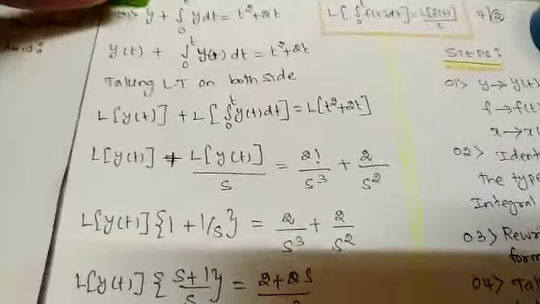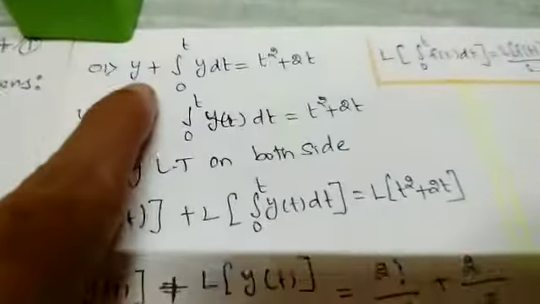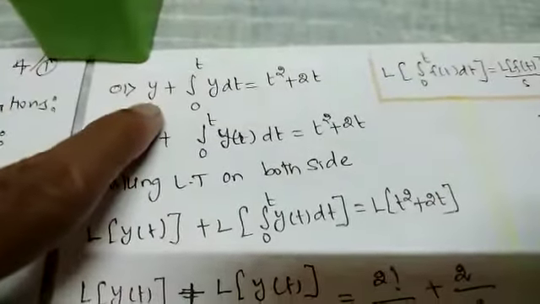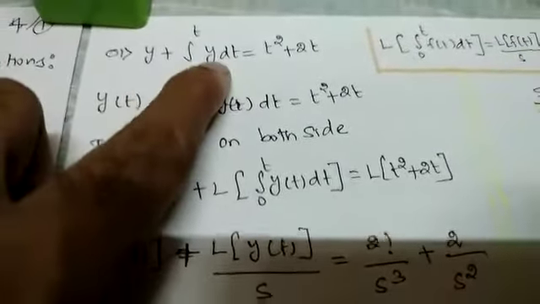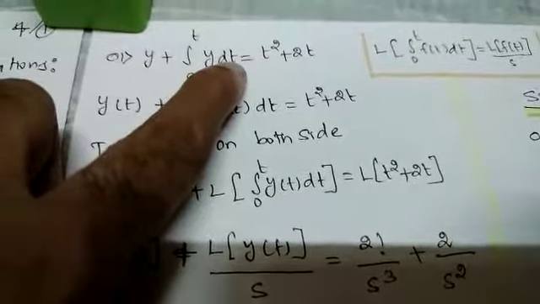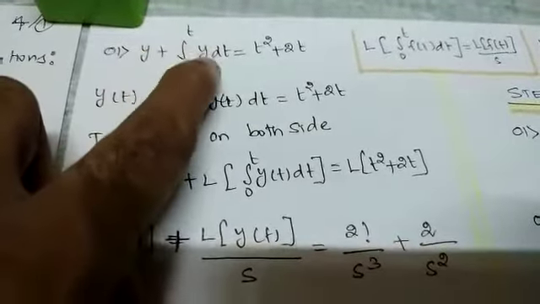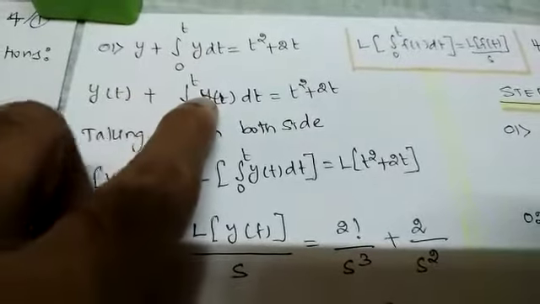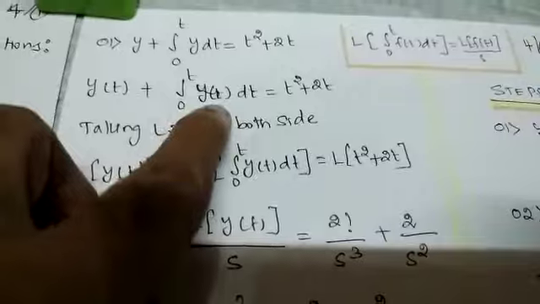So this is our first problem. y plus integral 0 to t y dt is equal to t square plus 2t. So here what is the function? Y is a function. So you rewrite it as a function of the variable. So y means y of t. This is an integral with respect to t. Don't integrate. Don't treat this as a constant. Don't take it out. So y is a function, so it should be written as y of t dt. So this is the integral equation.